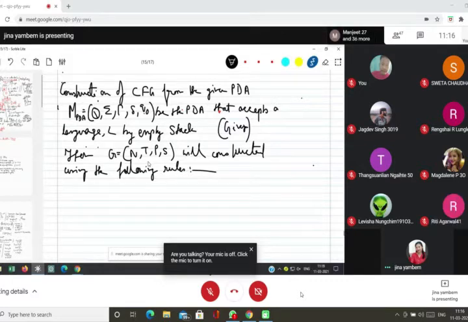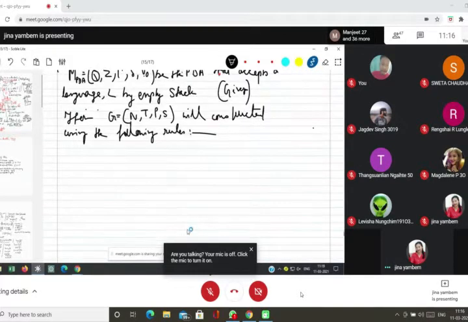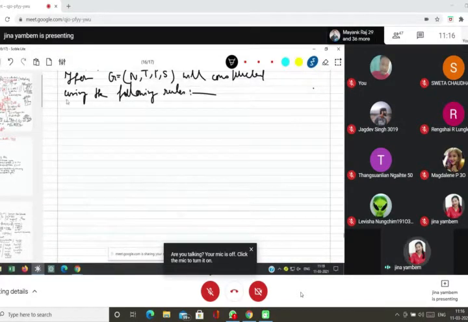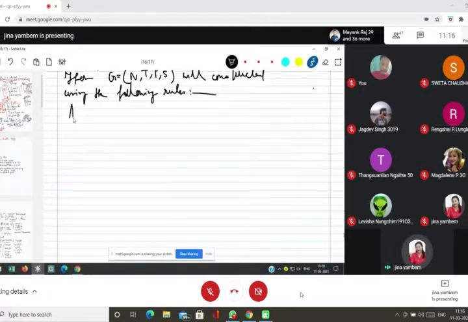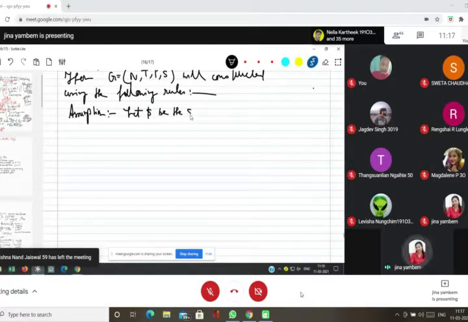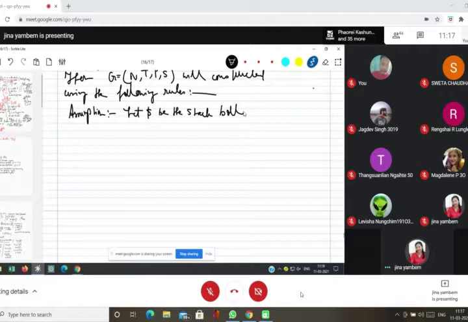So let me write the assumption. Let dollar be the stack bottom symbol.